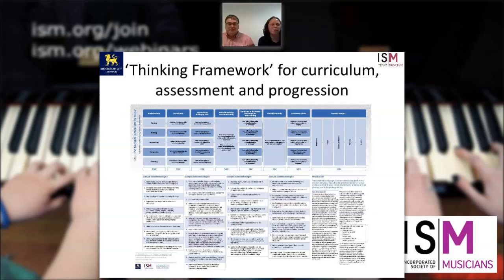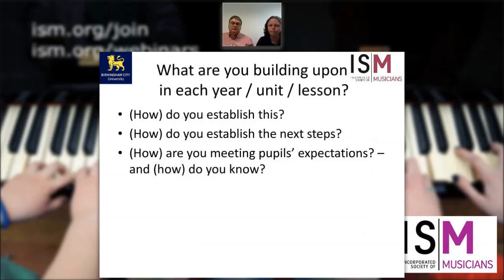I've split it down on the next few slides, but we're thinking of this as the thinking framework for the curriculum for assessment and progression. And the reason I started calling it a thinking framework is because it follows through. It can help you to think about what is it that you actually want from this. So if we go on to the next slide, what is it that you're building on? How are you establishing it? Do you establish it? So what's happened before?